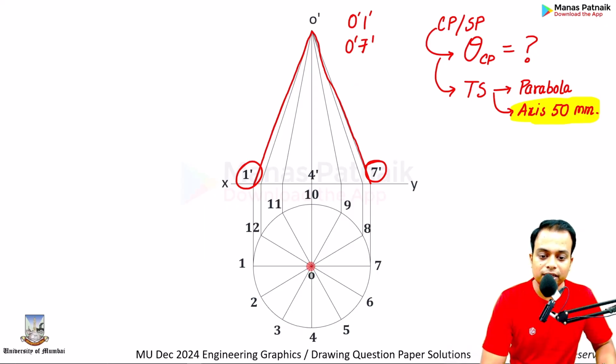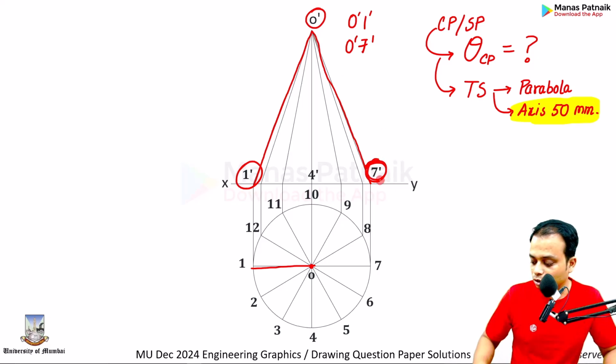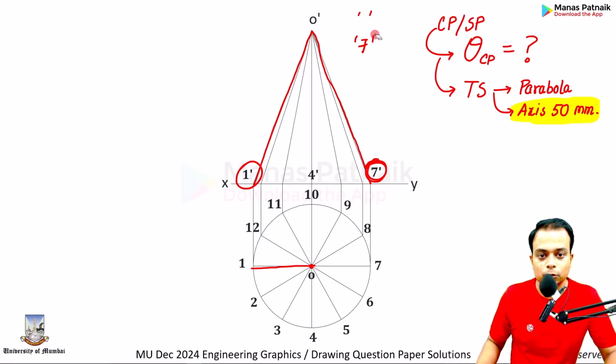Why? The reason is very simple, because in the top view you can see it is parallel to the XY line. Therefore, its front view is going to represent the true length. Here also, O7 is parallel to the XY line, and hence its corresponding front view, that is O-7-, will show its true length. So far so good.